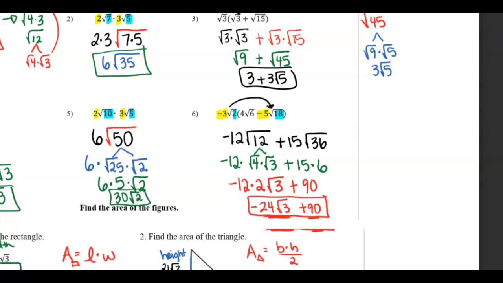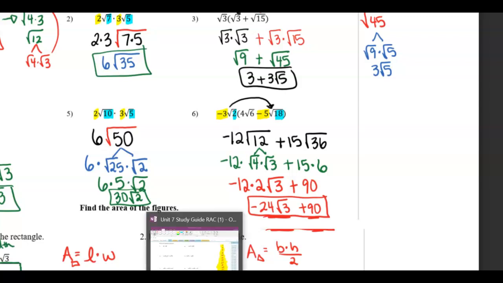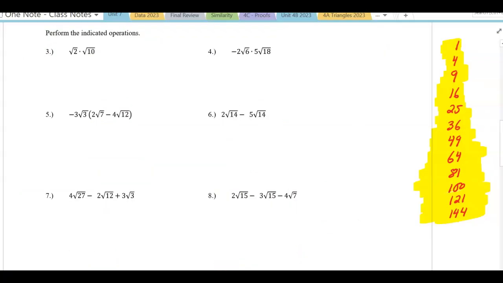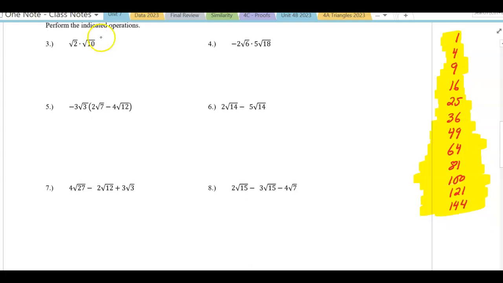And we're going to take a look at some of the examples now on the study guide. So if you look at problem number 3, you can multiply the numbers underneath the radical, so you get the square root of 20. And then using the list of perfect squares, square root of 20 is the square root of 4 times the square root of 5, which becomes 2 square root of 5.